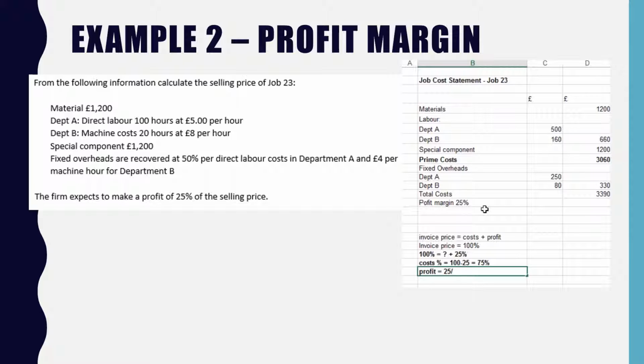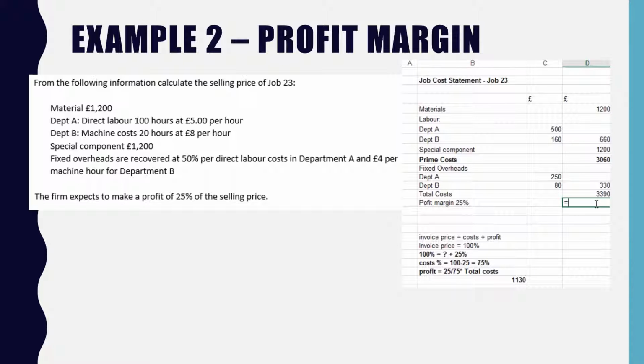The cost is, we worked out, 75%. So if we do 25 divided by 75 and then multiply that by our total costs, that will give me my profit. So my profit equals, I'm going to put this in a bracket, 25 divided by 75, and then I'm going to multiply that by my total costs. So my profit equals 1,001. I should put that up there, 1,130.